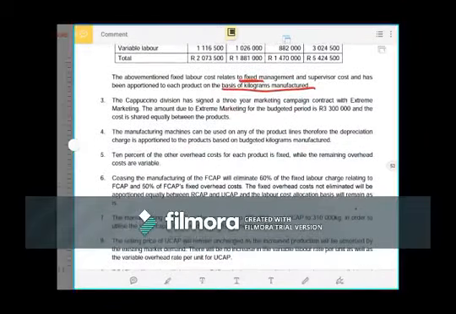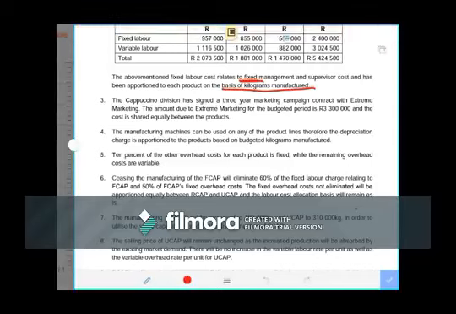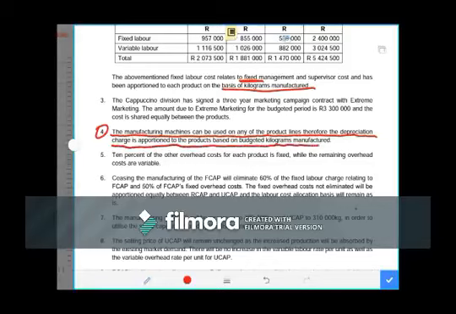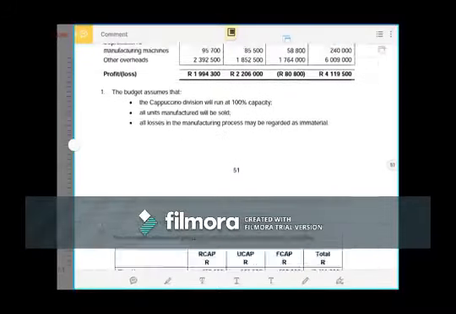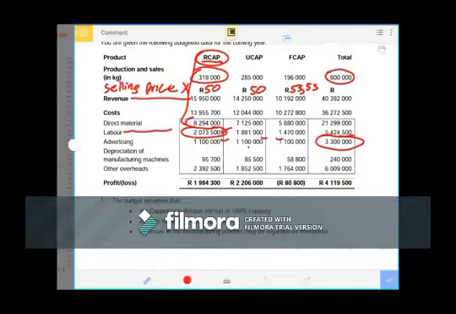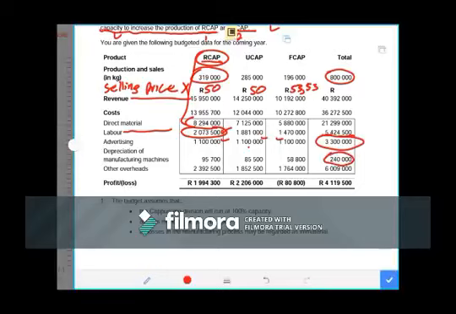Then now remember, this is still before the discontinuation. Then number four says that the manufacturing machine can be used on any of the product lines. Therefore, the depreciation charged is apportioned to the products based on the kilograms manufactured. So now, meaning the depreciation that we have seen was allocated based on the kilograms manufactured. So let me again test this, because it's supposed to give us the same amount.